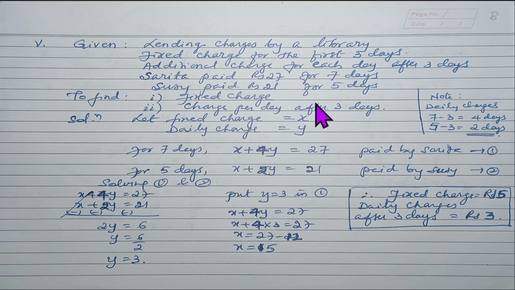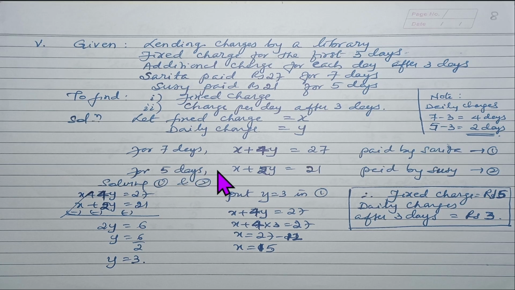Now for 7 days, Sarita would be paying the fixed charge, that is X rupees, but she will be paying the daily charge only after 3 days. The fixed charge is for the first 3 days, and the additional charge will be only after 3 days. So how much is the additional charge here? Daily charge is Y, and in 7 days 3 days are gone, so only 4 days are left, so it is 4Y. So X plus 4Y equal to how much? She is paying rupees 27. So we got the first equation here, paid by Sarita.